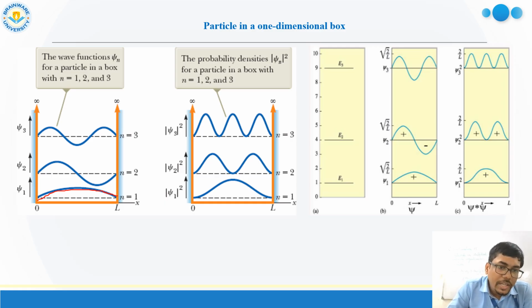So what is the meaning of that? If I talk about n equals to 1, the probability of finding the electron in this region. Okay, you can find the electron density, or you can find the particle within this region. The electron density is found in this region. But if I talk about n equals to 2, there is a particular point.